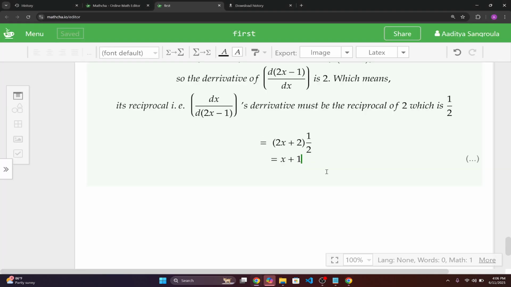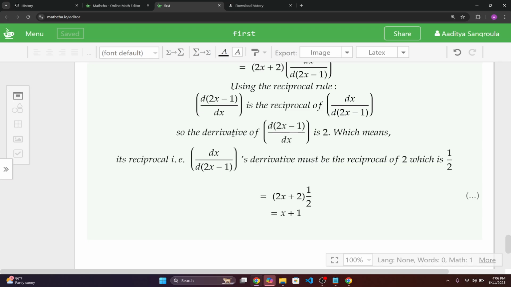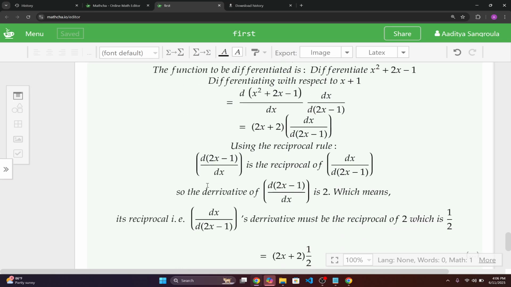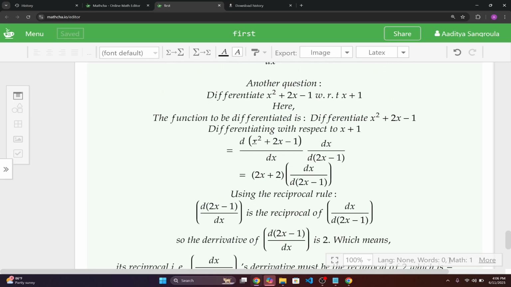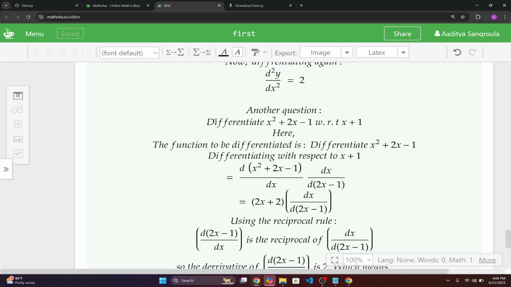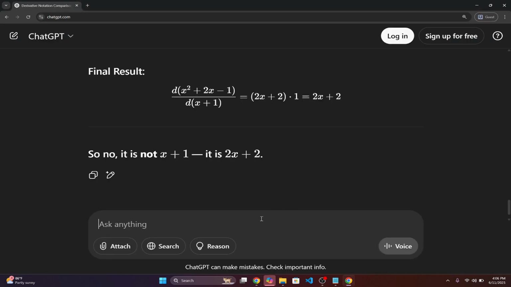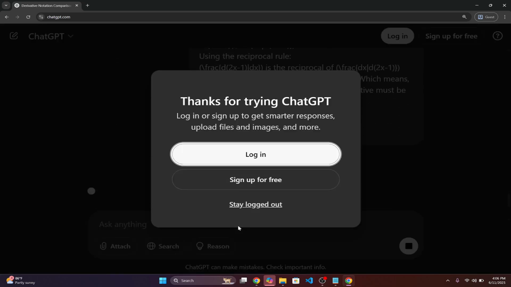Okay, but what did I miss here? What did I miss here? I mean, I used the chain rule here. So 2x plus 2 times, that's plus 2. So I wanted to check this. So let's see.